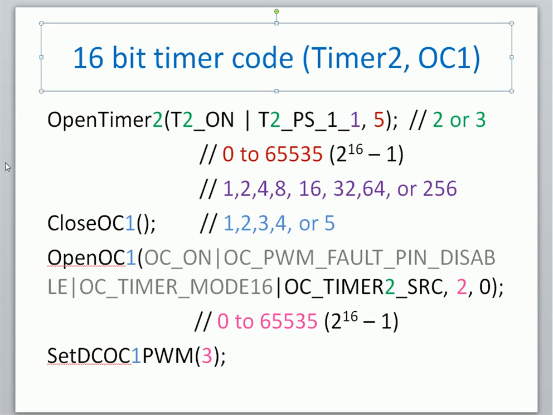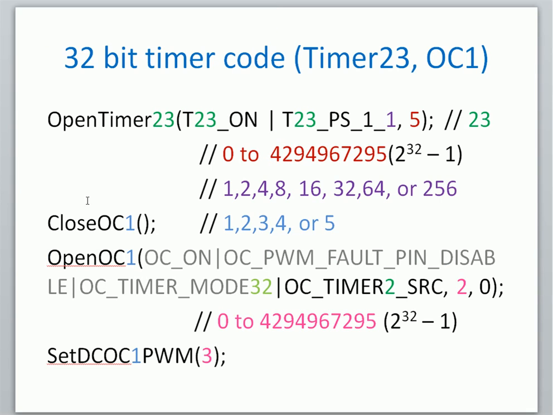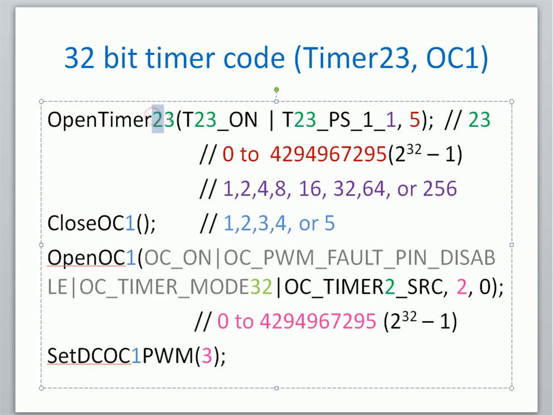Let me show you the 32-bit code. We have two 32-bit timers, but we only get to use open timer 2, 3. I'm using the same period, right? But I could use a much bigger period if I wanted, because we go to 2 to the 32 minus 1. The number of prescalers are all the same. The code down here, there's only one change.